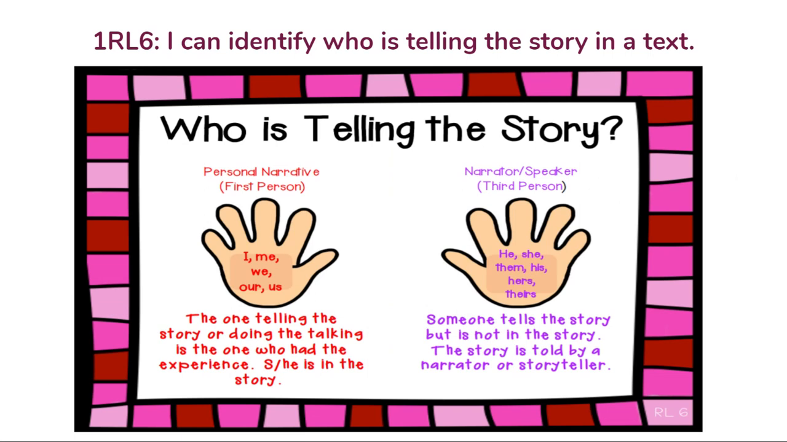And the last standard that we'll be focusing on is RL6. So by the end of the book, you should be able to say, I can identify who is telling the story in a text. There are 2 different types. There's first person, which is a personal narrative, and we'll hear the words I, me, we, our, and us. That means the one telling the story or doing the talking is the one who had the experience. They're actually in the story. The other option is the third person, which has a narrator or a speaker. We'll hear words like he, she, them, his, hers, and theirs. This means that someone is telling the story, but they're not in the story.